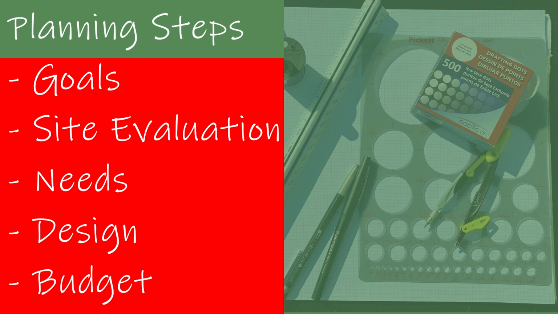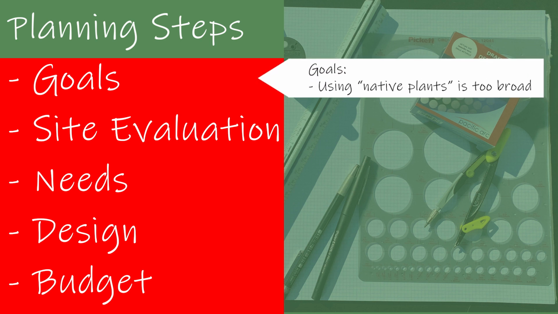In this video, I split planning into 5 steps to ensure you get your native plant install off to a successful start. The first step is to document your goals. I'll caution you that using native plants is too broad of a goal. I'll run through a couple examples of more specific native plant goals so you can see why it's important to have specific goals.